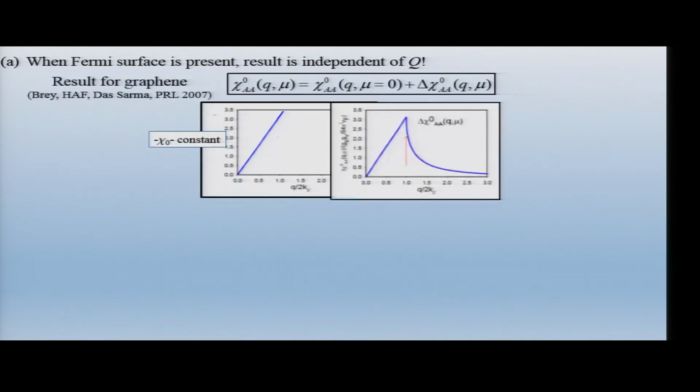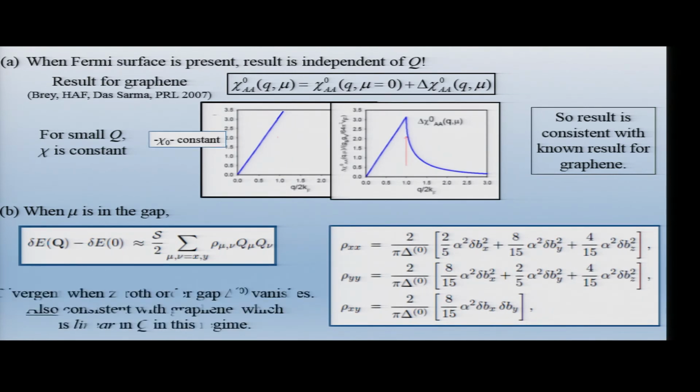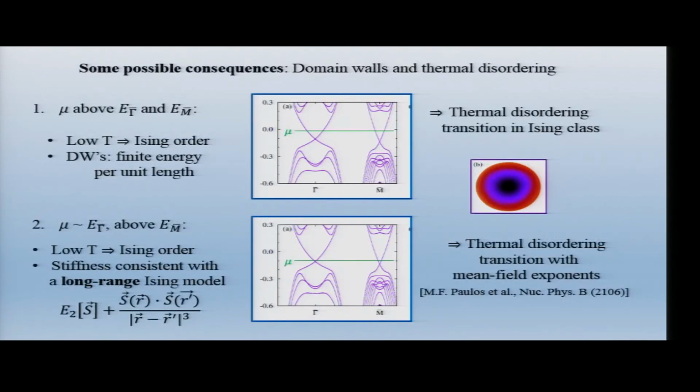So let me go on here. All right, let me simply go on, and I'm going to skip our comparison with graphene and come to the main point. There we go. All right, so there are some interesting consequences then for what kind of disordering you can get as a function of temperature in these systems.